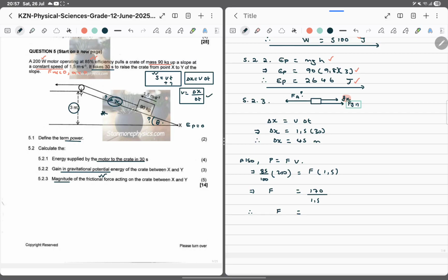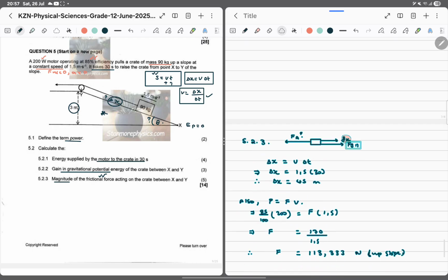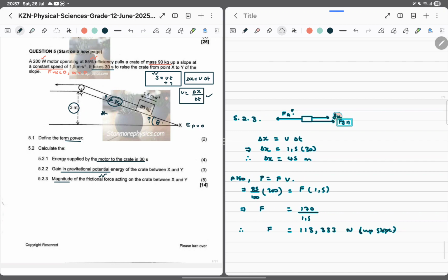This question, I think we need to move down with everything. Divided by 1,5. It gives us 113, let's just leave 3 decimal places, newtons upslope. Right? Of course we don't really care for the direction, but yeah. Maybe let's take everything down so that we have our stuff all on one page.